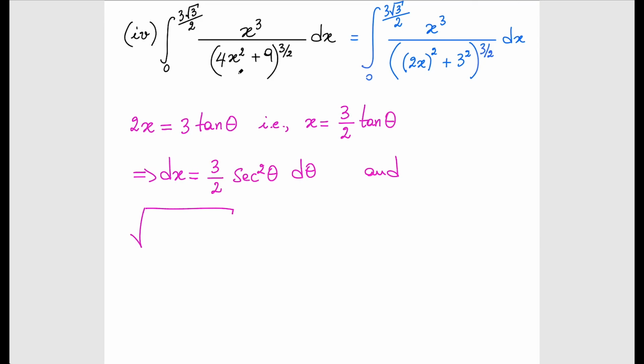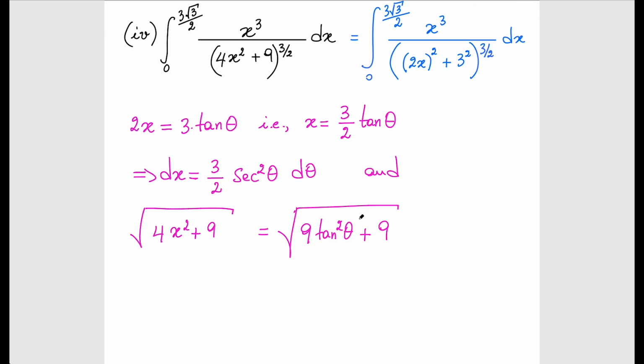So let's just deal with the square root by itself. 4x squared plus 9 would be square root of 4x squared. Well, that's 2x squared, so that's gonna be 9 tangent squared plus 9, right? Plus 9. So one more time. 4x squared, this guy is the square of my 2x, and 2x is 3 tangent. Then the square of that guy is going to be the square of that guy.